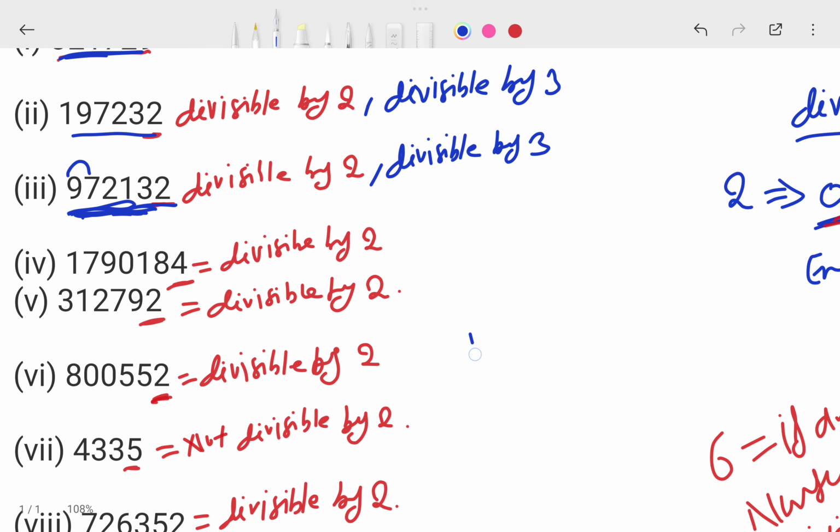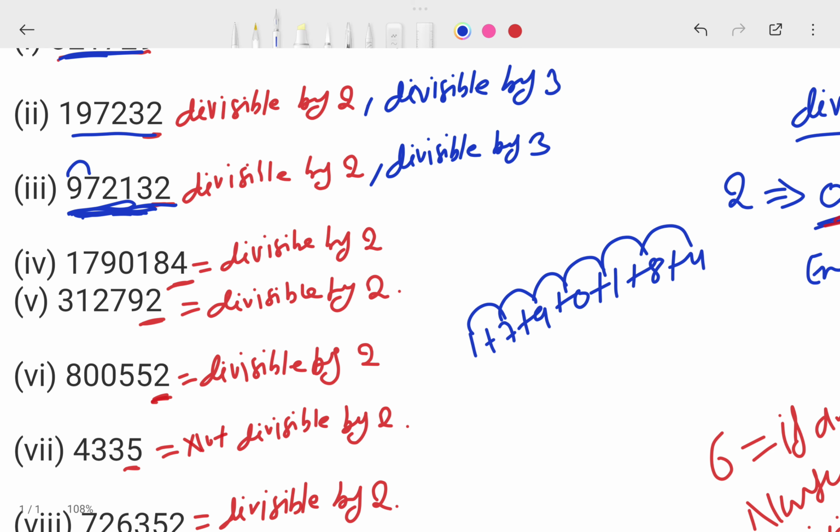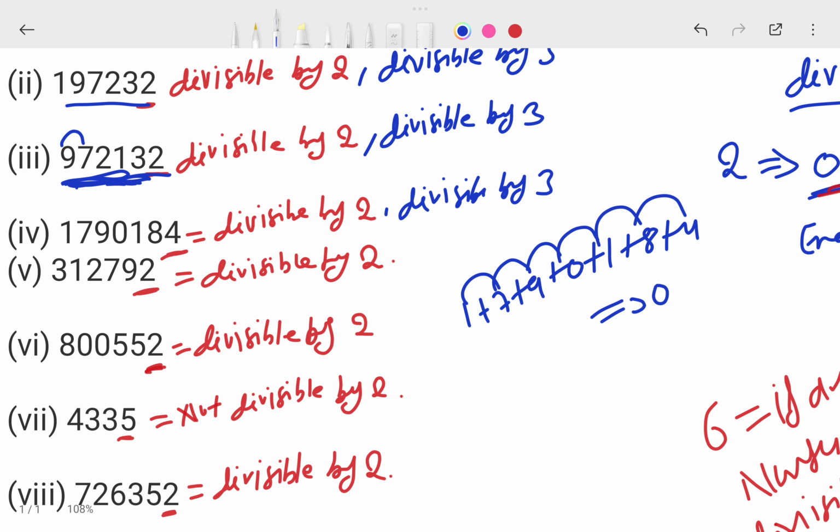This number is given: 1 plus 7 plus 9 plus 0 plus 1 plus 8 plus 4. Now add this: 1 plus 7 is 8, 8 plus 9 is 17, 17 plus 0 is 17, 17 plus 1 is 18, 18 plus 8 is 26, 26 plus 4 is going to be 30. So I'm asking you, is 30 in the 3 table? Yes, it is there. It means that this number is also divisible by 3.